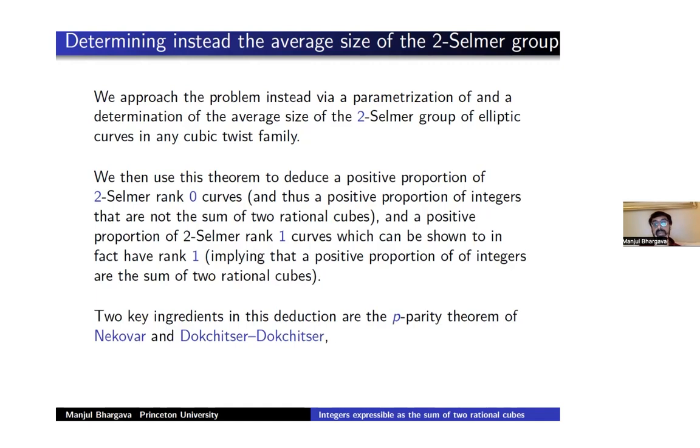And two key ingredients in this deduction, going from 2-Selmer rank one to rank one, involve, first of all, the p-parity theorem of Nekovář and Dokchitser–Dokchitser, and also a recent p-converse theorem of Burungale and Skinner, which is kind of a 2-adic version of the Gross–Zagier formula to produce a rational point on the elliptic curve. So I'll explain this a little bit more in a little bit. I just wanted to give you a quick overview.